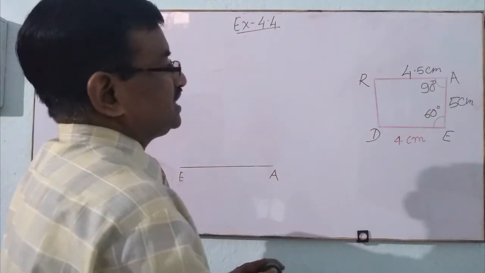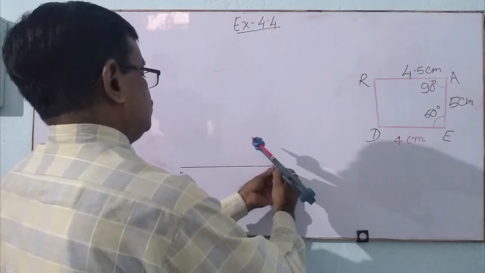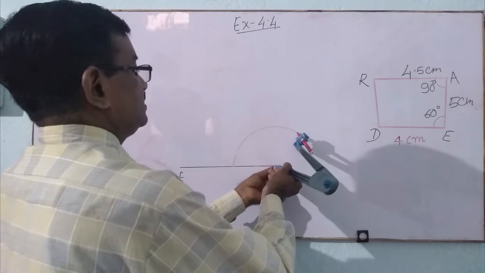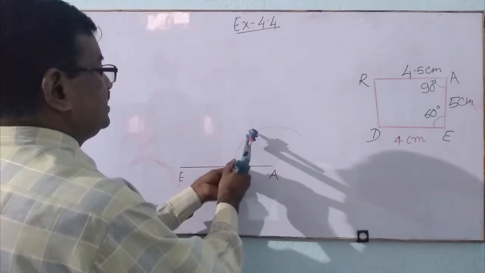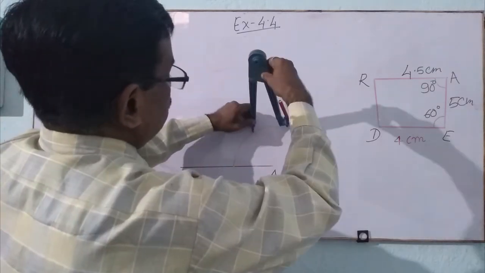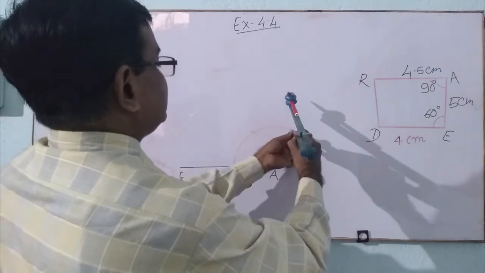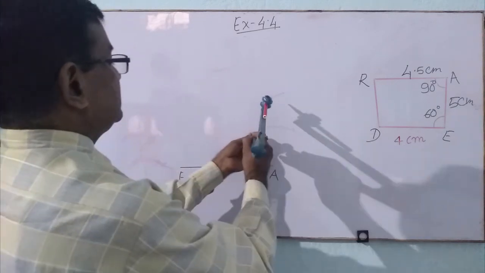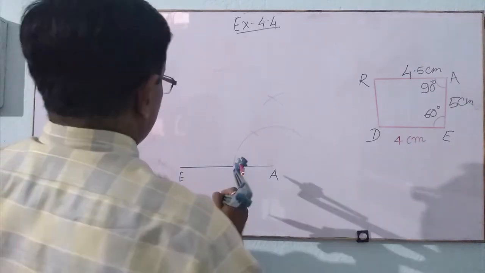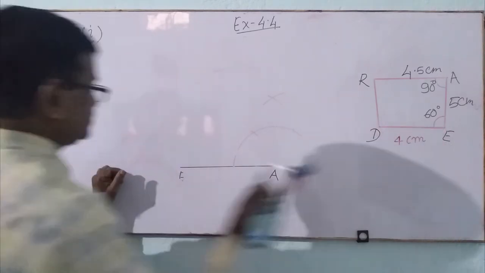To construct 90 degree, take any radius, put your compass at point A, and draw an arc. From the arc take one cut for 60 degree and another cut for 120 degree, and just bisect the 120 degree mark and 60 degree mark. The point of intersection gives 90, and at point E you have to construct 60 degree.